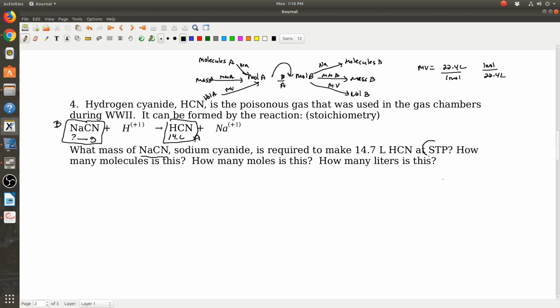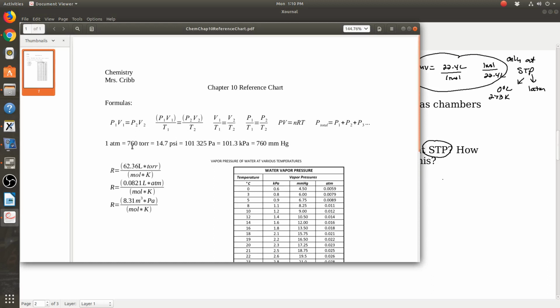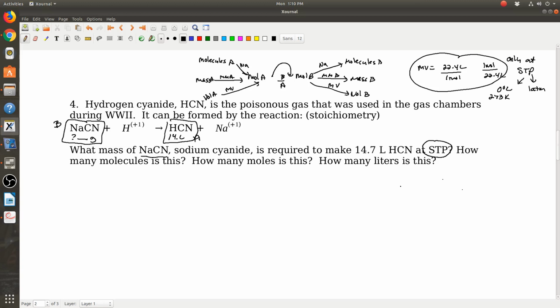At STP, and that's important because molar volume can only be used at STP, at standard temperature and pressure, and you need to know what those are. The standard temperature is 0 degrees Celsius or 273 kelvins. You need to know that. I did not put that on the reference sheet, and I want you to memorize it. What's standard pressure? 1 atmosphere, or anything that equals 1 atmosphere, which, if you look at your reference sheet, means all of these things are standard pressure. So only when we have standard temperature and pressure can we use this molar volume in our calculations.